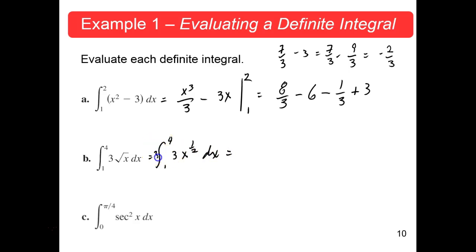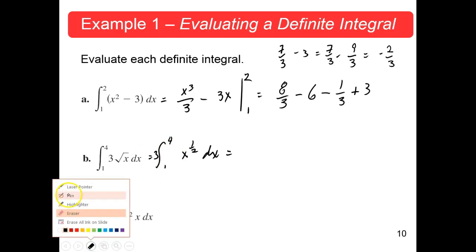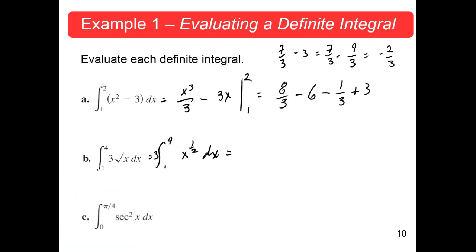Actually, I wish I'd have taken the 3 out here because that's legal too, isn't it? So let's do it. That'd be 3 times the antiderivative of x to the 1/2, which is x to the 3/2 over 3/2, which is the same as times 2/3, right? Okay. Now we're going to evaluate that from 1 to 4. Before I do that, I'm going to notice that my 3's cancel out. Oh, wow, they divide away.